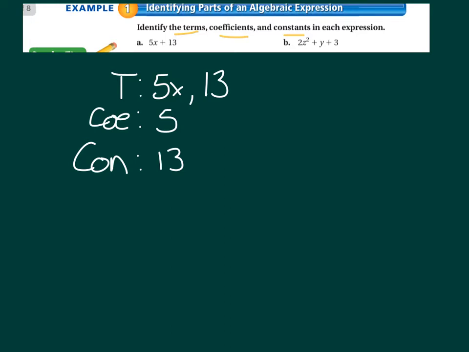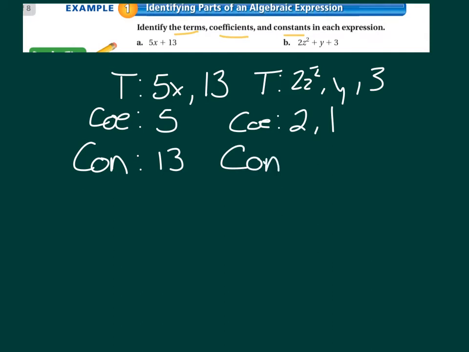Looking at the next one, again, just listing out things. The terms are 2z squared, y, and 3. Those are all my terms. My coefficients are anything, again, that's with a variable. So my coefficients are 2 because it's 2z squared and 1 because it's 1y. Constants, again, the only thing that won't change based on the variables changing would be that 3 there. So that's all we have to do, is label those pieces.